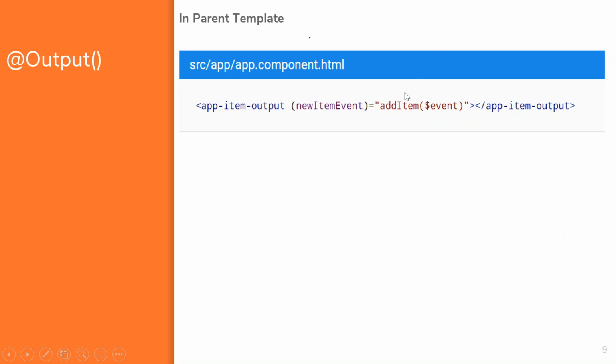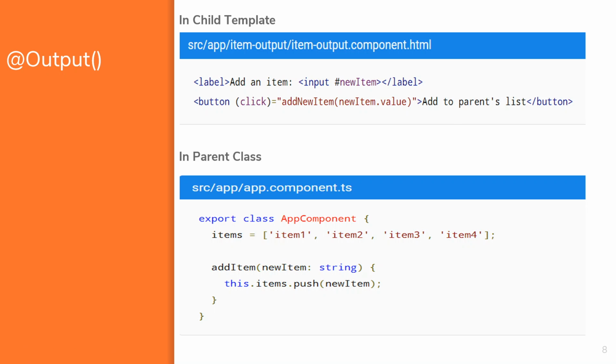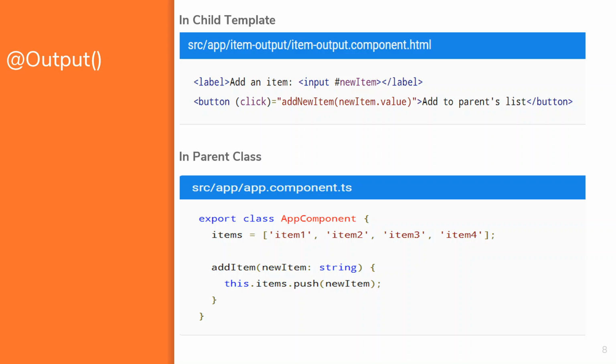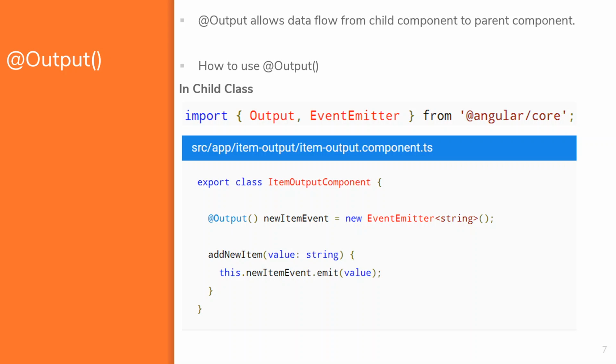And then once the data comes from child to parent, it is calling the parent class method add item, and it is passing the value which it got from the child component, and that event will come over here as new item, and the parent class will just push it into the number of items here, and it will be displayed in the parent class. So this is how output is executed. I'll explain once more.